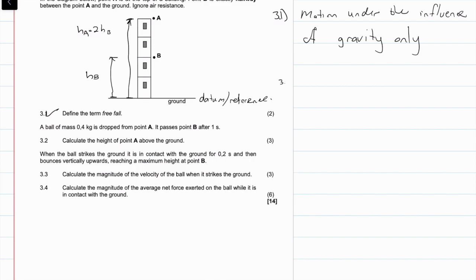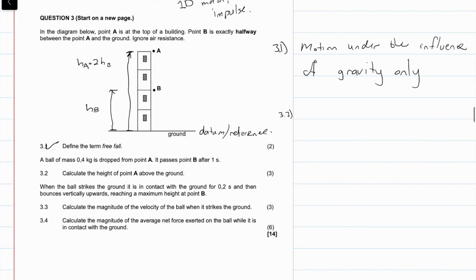And then question 3.2. A ball of mass 0.4 kilograms is dropped from point A. So the ball is dropped from this point, and it has a mass of 0.4 kilograms, and it passes point B after 1 second. So it meets that in t equals 1 second. Calculate the height of point A above the ground. So we want to calculate the height of point A.